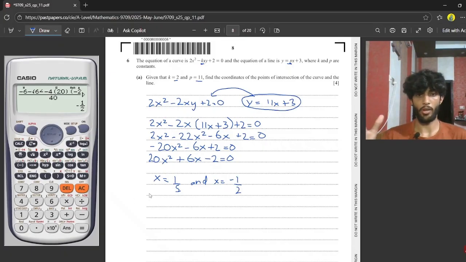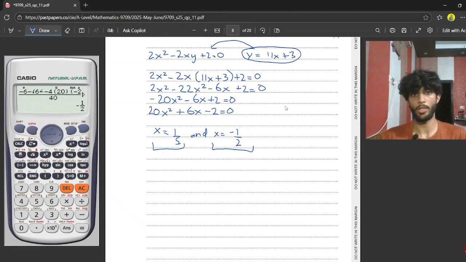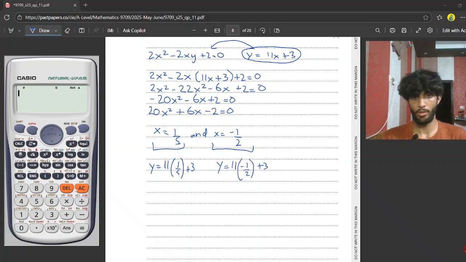And now we have our 2 x coordinates where the line intersects the curve. We can find the corresponding y values for these. So we can use the equation of the line or the equation of the curve, it doesn't matter. I'm going to use the equation of the line because it's much simpler. So y is equal to 11, and instead of x, I'm going to put 1 by 5, plus 3. And over here, I'm going to have y equals 11 multiplied by minus 1 by 2 plus 3. So let's solve this out. 11 times 1 by 5 plus 3. That's going to be 26 by 5.